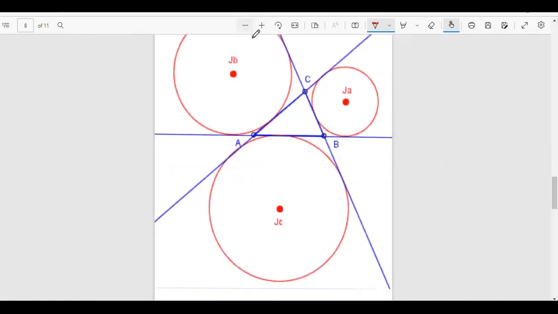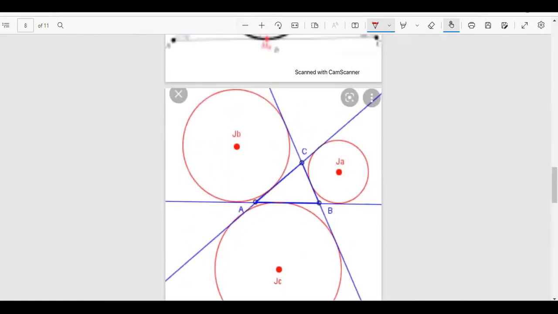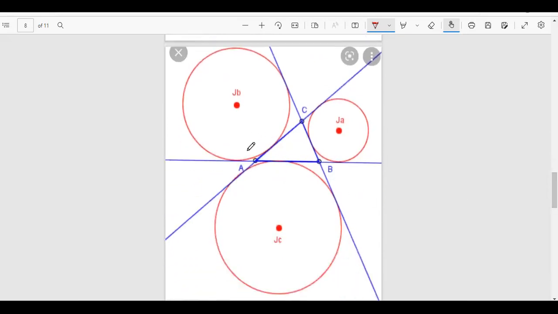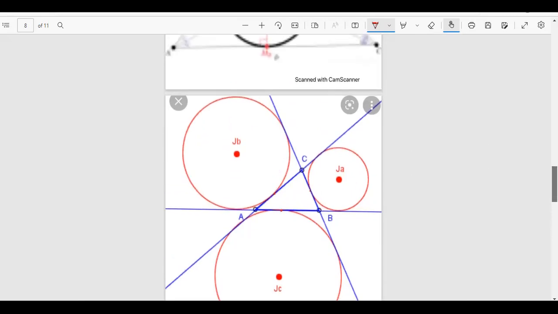So let's zoom out. Now these three circles are basically e-circles, or excircles. It's completely your choice, whatever you want to call them. But you have three examples at the moment. So what do we see? We see that each circle is touching one of the sides of the triangle, and this is what the definition says.